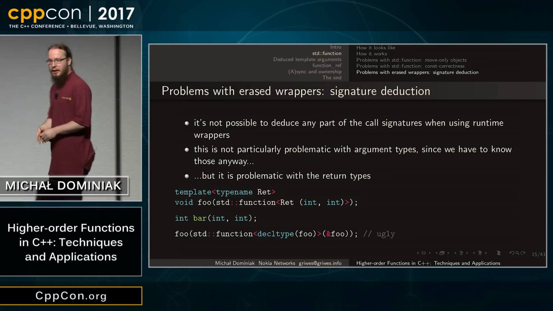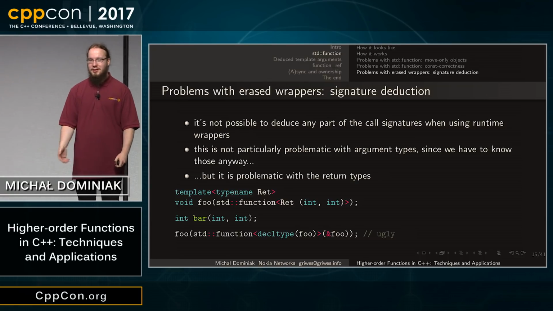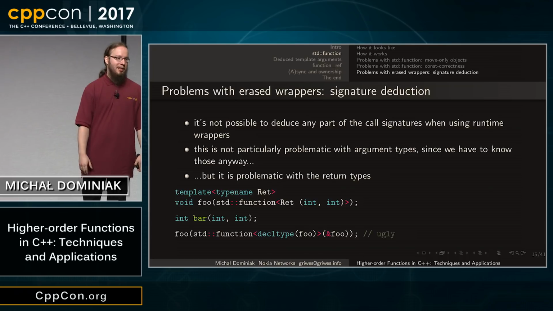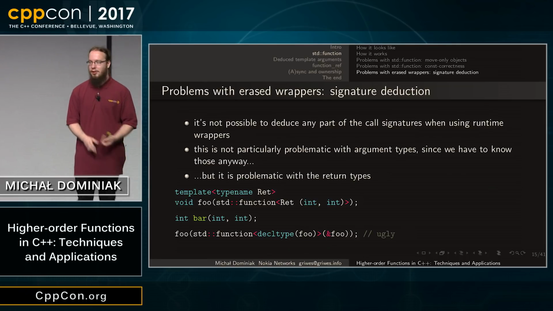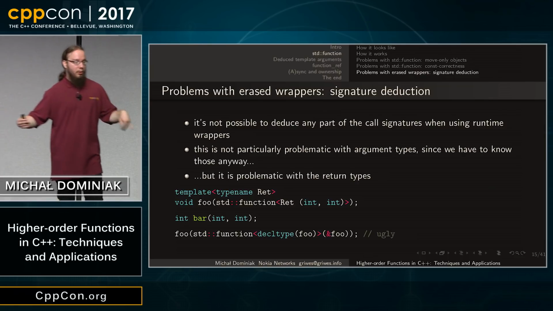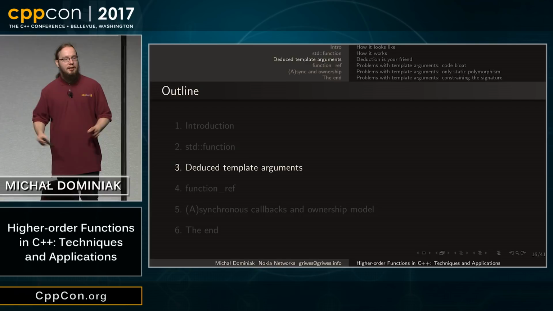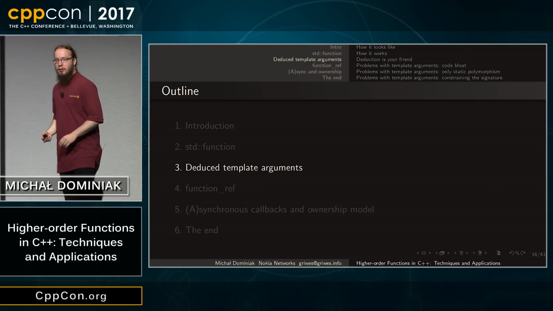So we can actually spell it, but spelling it contradicts the idea of type deduction, right? So we cannot actually do anything useful with this. The code gets very, very, very verbose very quickly. Okay, that's it for now about standard function.